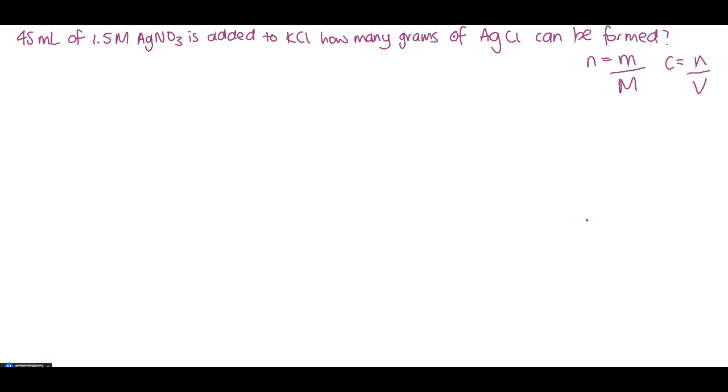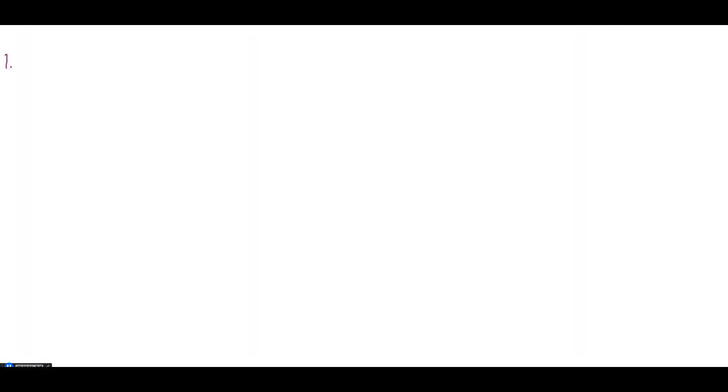Okay, so this is the first question that we're going to go through. We're looking at how many grams of silver chloride can be precipitated out of a reaction between silver nitrate and potassium chloride. Now we know several things, but before we even think about what we know, we need to write a balanced equation. So that's the first step.